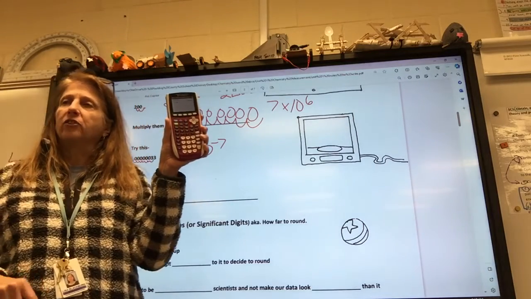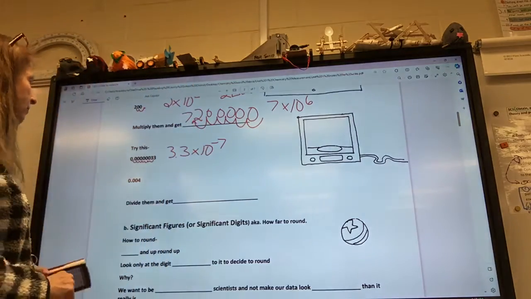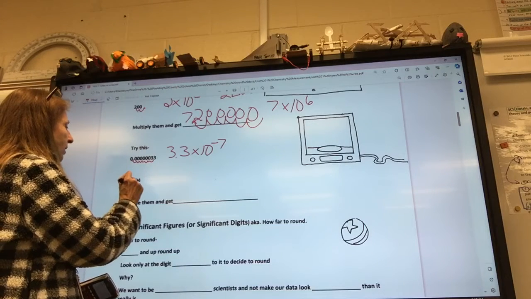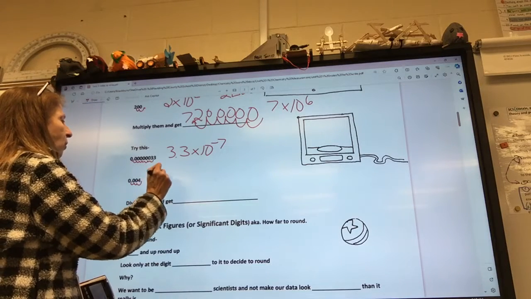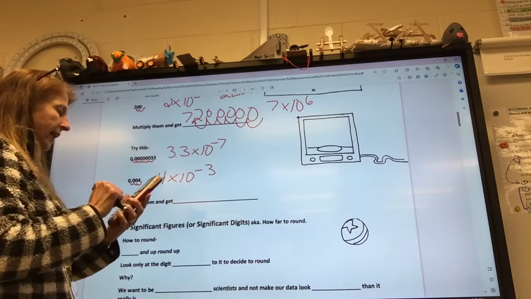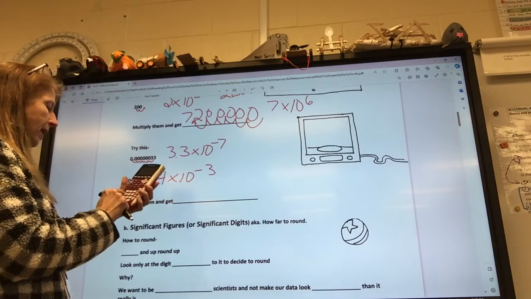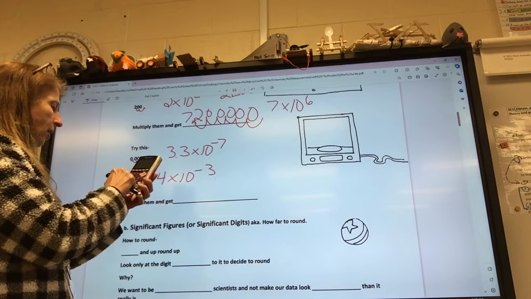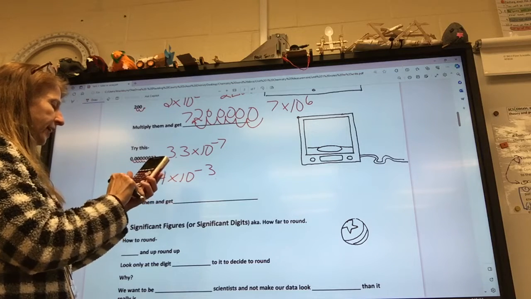So on your calculator, make sure you know where the negative button is. So this one, 1, 2, 3, 4 times 10 to the negative 3rd. I'm going to divide them. So I'm going to say divided by 4, negative 3.